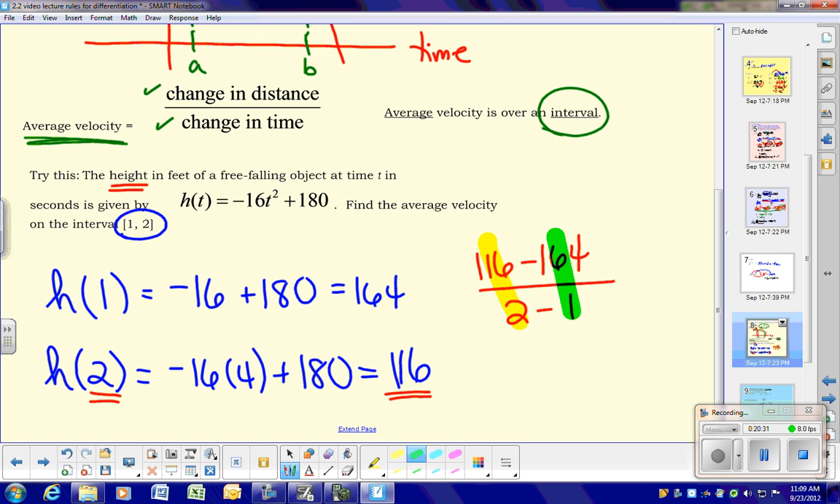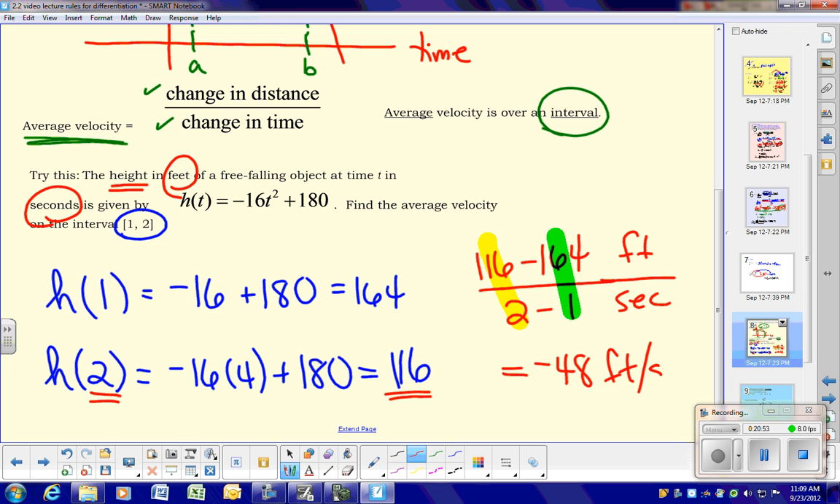Sorry about that. And so when I work this out, I would get 1 on the bottom and negative 48 on the top. So negative 48 divided by 1 is negative 48. And then the units, I have to look back here. It says that the height was in feet and the time was in seconds. So I had feet over seconds here. So this is in feet per second. Okay? So my final answer would be this. That's the slope of that secant line, or the average velocity over that interval.